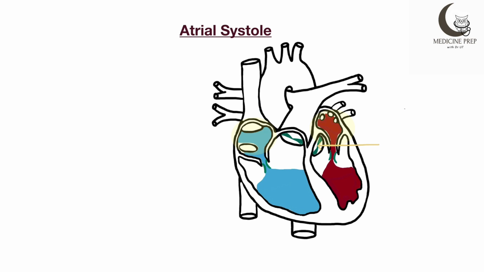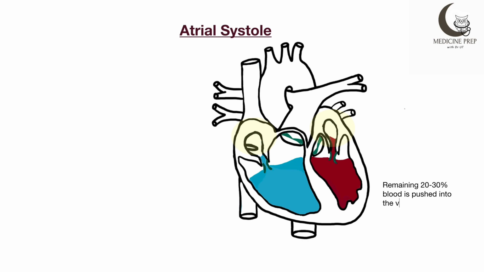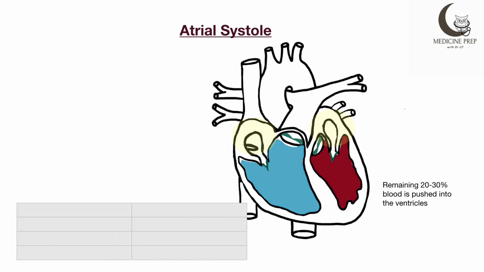Now the atria start contracting to pump the remaining 20 to 30% of the blood into the ventricles. Now during this phase, the ventricles get filled up with blood. So the volume of blood in the ventricle will rise. Now, if the volume of a liquid increases in a chamber, the pressure of that chamber will rise. So throughout this phase, the ventricular pressure starts rising.